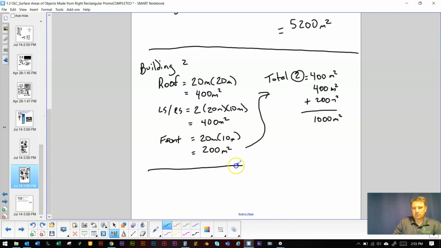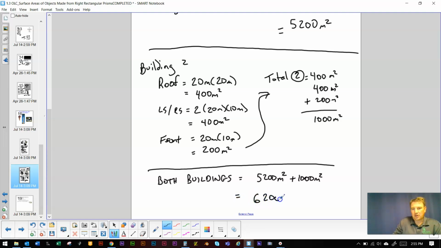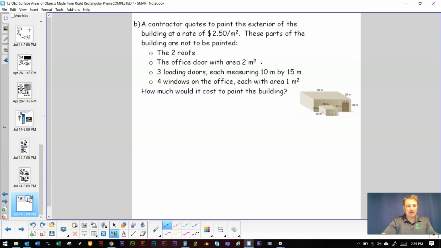So for both buildings, we're looking at 5,200 meters squared plus the office space of 1,000 meters squared equals a grand total of 6,200 meters squared. As you can tell, that's only one part of the question. I've got another one below it. So hopefully, if we go slowly, carefully, keep track of all our sides, we get the right answer.